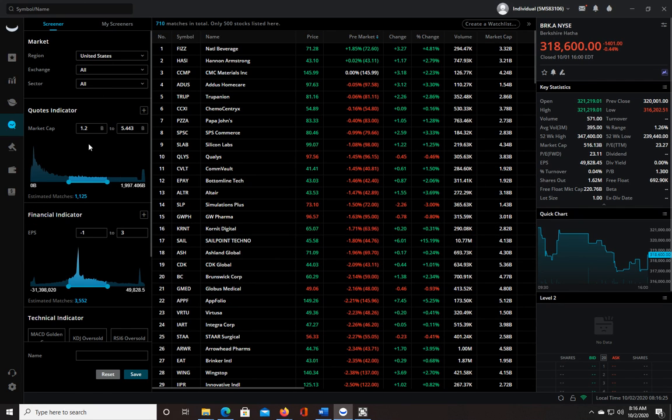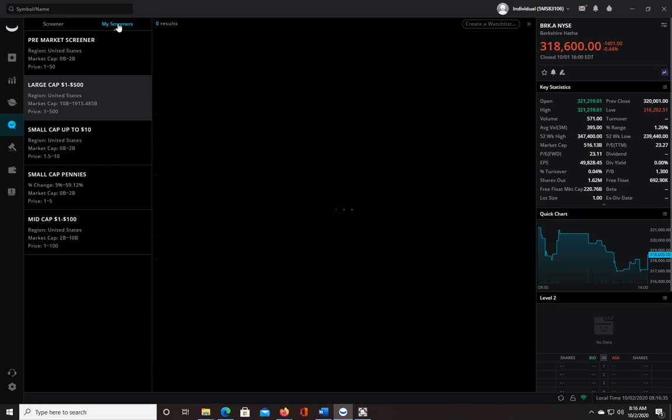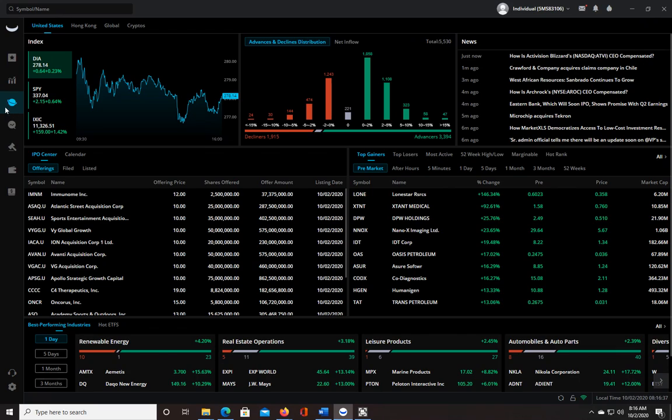It can be helpful if you're, say, trying to trade a very specific price range of a stock, and you can build a custom screener to do that. But if you're a newer trader, I would just stick to these. These update automatically. Ideally, you'd have another laptop or screen where you can have this page up all the time, so you're not switching back and forth.